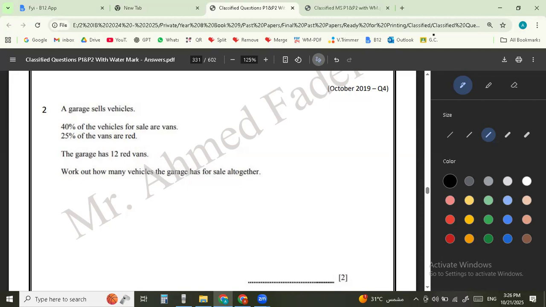So they're saying to you 25% of the vans are red. How many red vans? 12. So as if they're saying to you 25% of the vans are 12. So what's the total number of vans? The quarter is 12. Then the total is what?